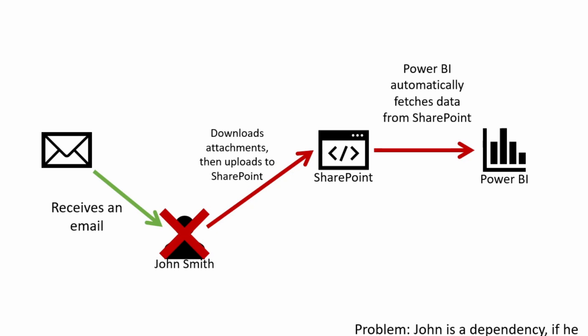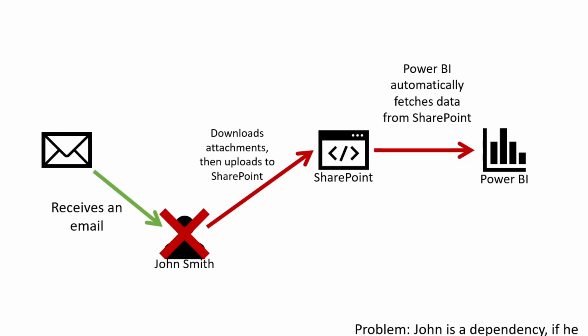However, there's a potential problem that could arise with this system. Let's say our client, John Smith, isn't able to access his emails at a certain point in the day. Either maybe he went off sick, or maybe there's a problem with the mailing system. That means that the part where he needs to download the attachments and upload to SharePoint can't happen, which in turn means the Power BI reports can't be updated.